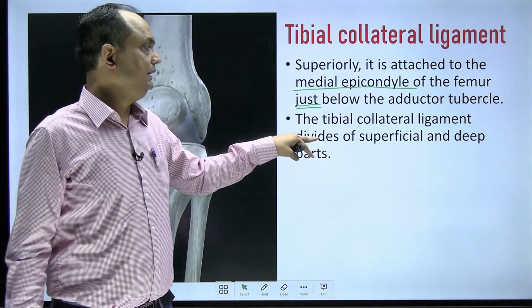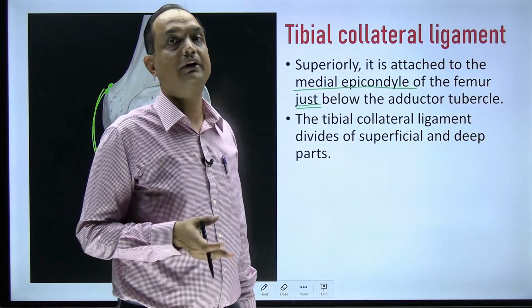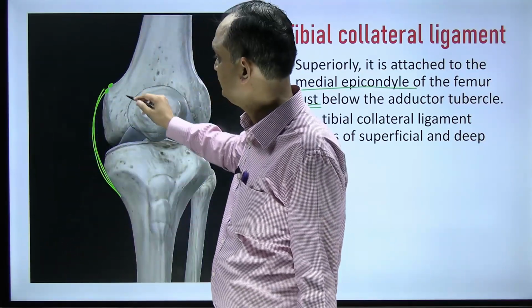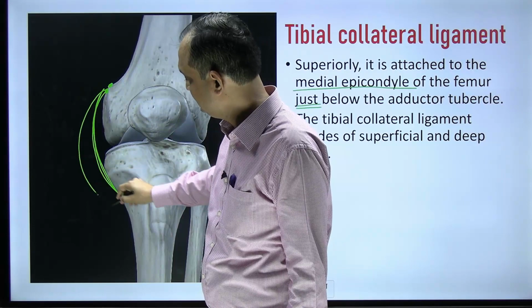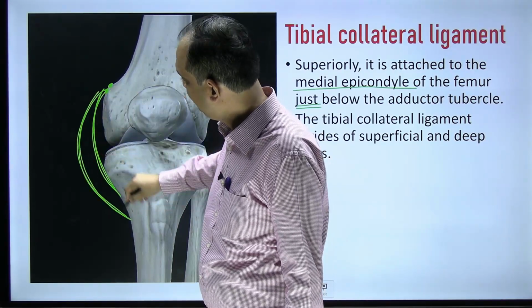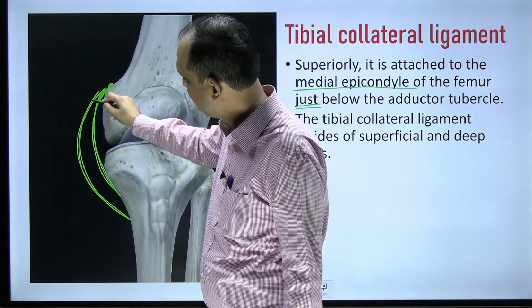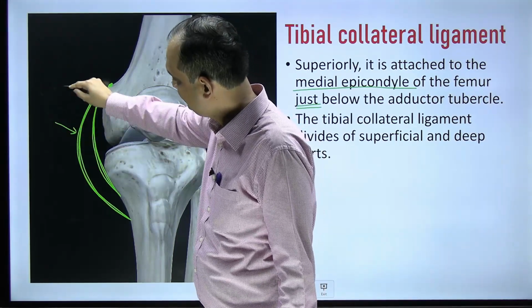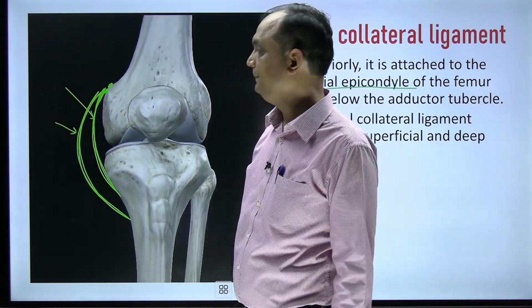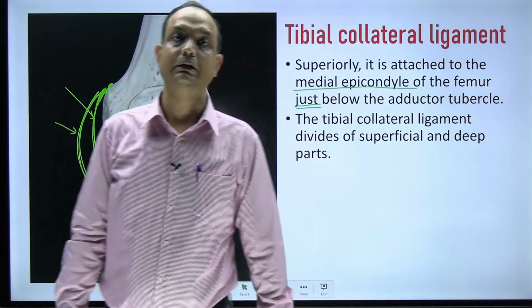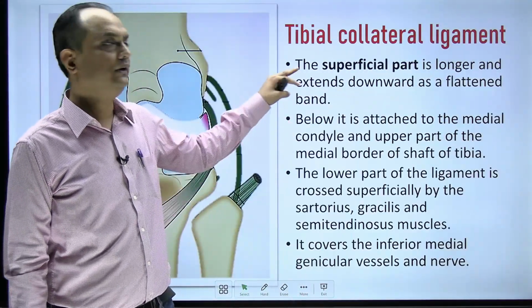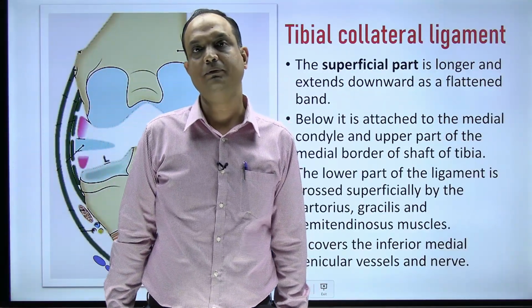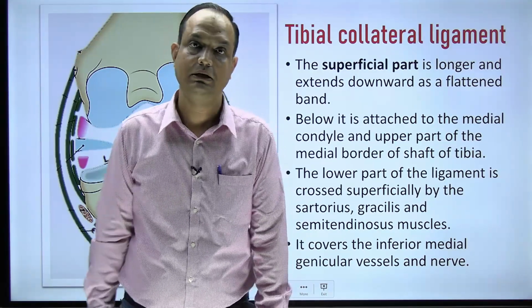Now the tibial collateral ligament, when you trace it, divides into two parts. One is the superficial head and another is the deep head. So in this way you will find that this ligament has two parts. This is superficial and this is the deep part of your tibial collateral ligament. Now first we will discuss the superficial part of the tibial collateral ligament.